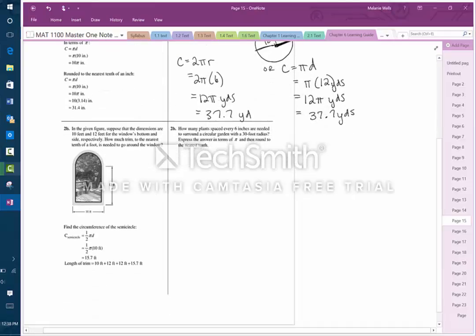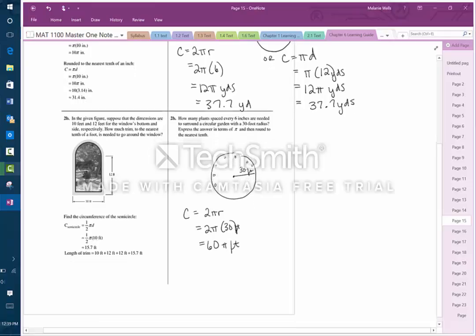2b, how many plants spaced every 6 inches are needed to surround a circular garden with a 30-foot radius? Okay, so the radius is 30. Express the answer in terms of pi and then round. So if we're going to put a plant every 6 inches around this circle, then we need to know circumference, coming from 2 pi r, is 2 pi times 30, which is 60 pi. And again, the units here were in feet. Left that out. That was feet.